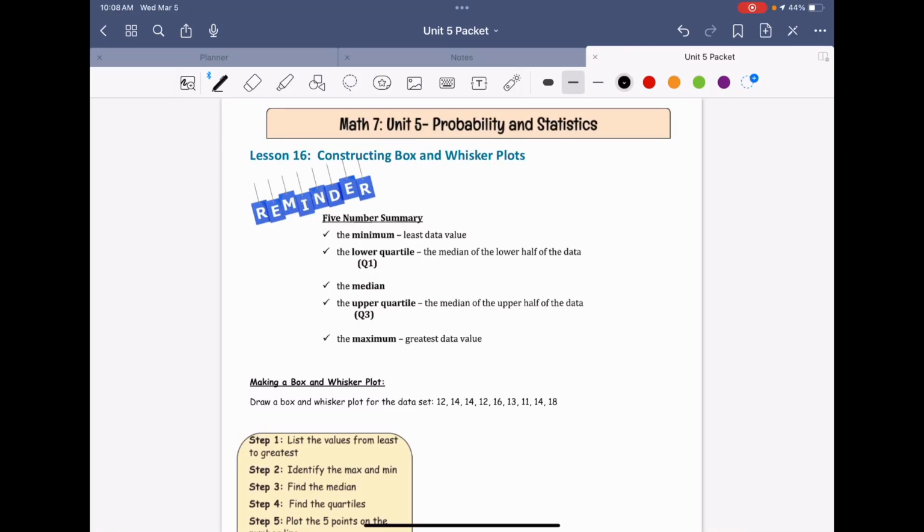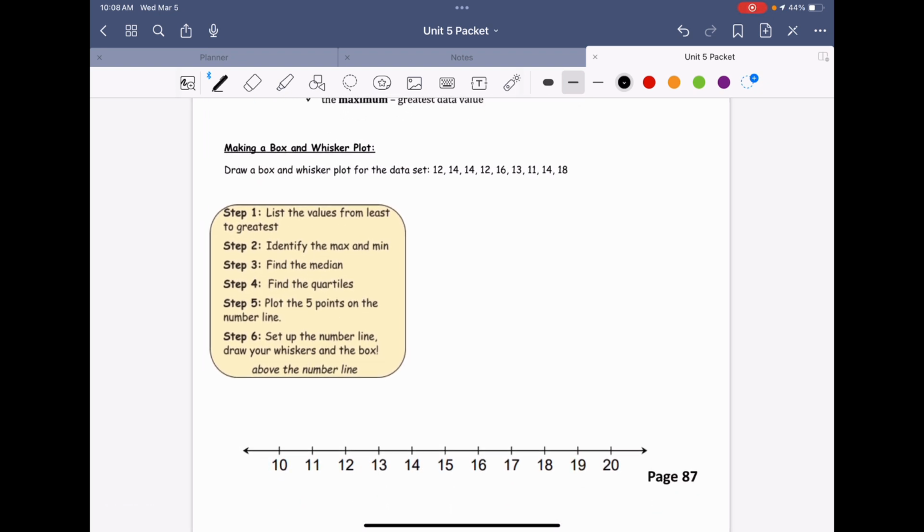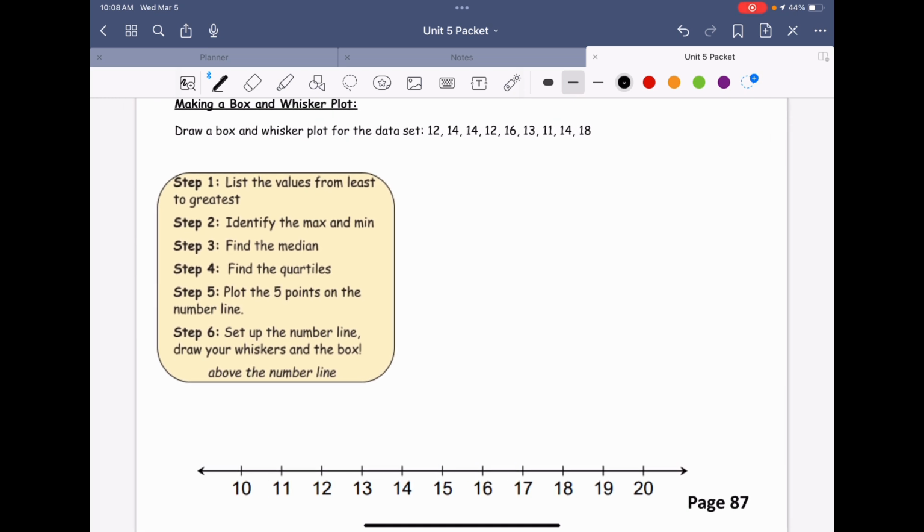Okay, so last lesson we talked about interpreting box and whisker plots, and today we're going to actually go ahead and construct the box and whisker plots. So let's just think of a little bit of a reminder. Remember, with our box and whisker plots, we have a 5-number summary. That 5-number summary has to do with finding the minimum value, the lower quartile, the median, the upper quartile, and the maximum value. So all 5 of those things we need in order to interpret and also construct our box and whisker plot. So we are going to find all those values first and then make the box and whisker plot.